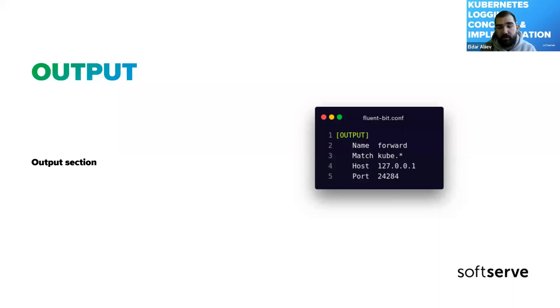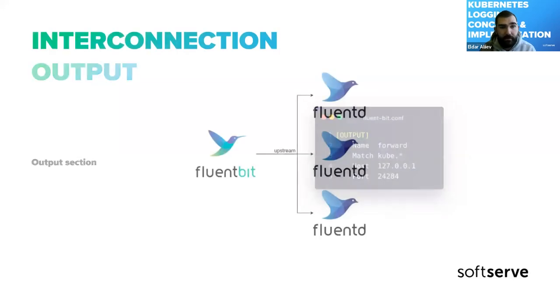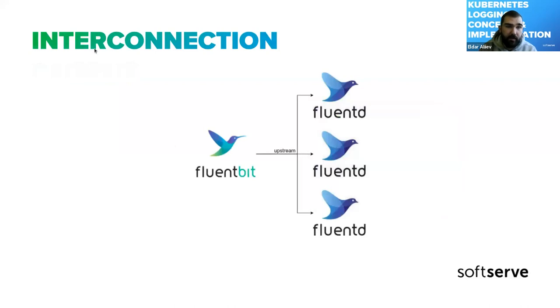But in case we, for example, have one Fluent-Bit instance and multiple Fluent-D instances, we can use the upstream mechanism. This gives Fluent-Bit the ability to send the data to multiple Fluent-D instances. Actually, Fluent-Bit could also be connected to another Fluent-Bit, just in case. But in our case, we use Fluent-D for the processing, so Fluent-D is presented on this schema. The upstream works again through this forward protocol.